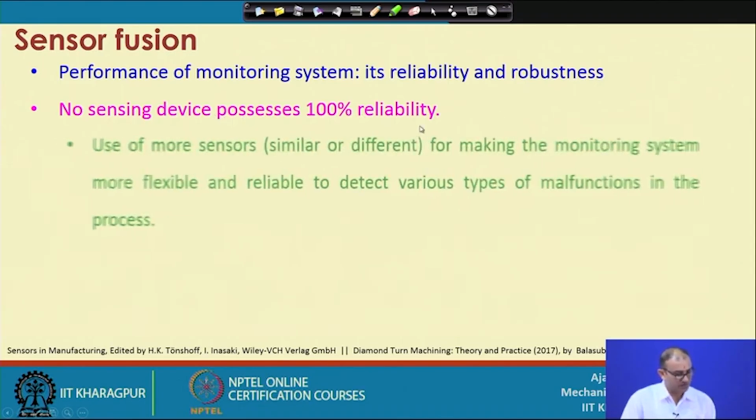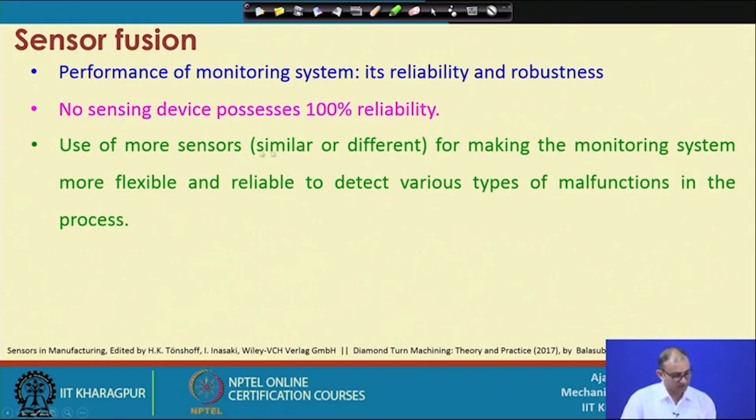So, what we have to do in this case is use more sensors, either of a similar type or a different type, to make the monitoring system more flexible and reliable in detecting the various types of malfunctions in the process, right. Suppose you are using a dynamometer. You do measurement with one dynamometer and then with a similar type of dynamometer, and then you check the variation in the cutting forces. Or you use a different one, say an acoustic emission sensor along with the dynamometer, and then you compare the signals. In that way you can increase the reliability of the signal.